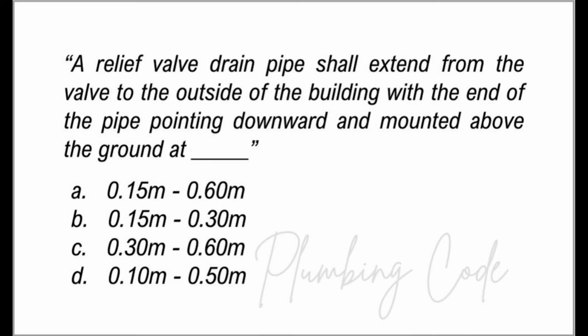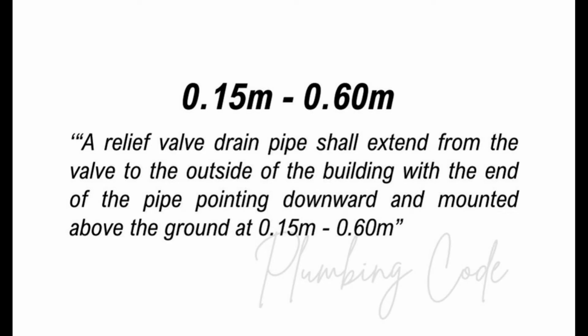A relief valve drain pipe shall extend from the valve to the outside of the building with the end of the pipe pointing downward and mounted above the ground at what? The answer? 0.15 meter to 0.60 meter.